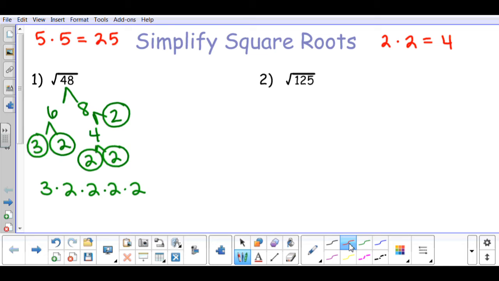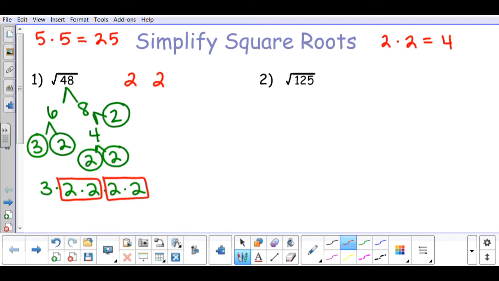I want to look for groups of 2. Those would be my perfect squares. Here I have one group of 2's, and here I have a second group of 2's. Each of those groups gets to go in front of our square root. So I have a group of 2, and a second group of 2.